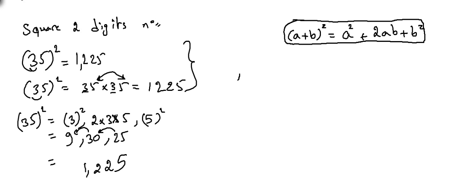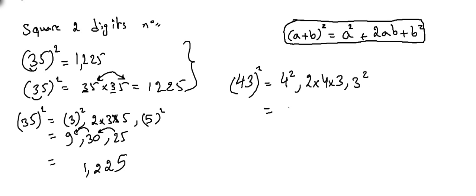Let me do one more, like 43 squared, okay? So according to this formula, we square the first, 2 times the first times the second, and square of the second, right? What is that? 4 squared, yep, it's 16. 2 times 4, 8 times 3, 24, right? And 3 squared is what? Is 9. Don't write 9, write 0, 9, because if we have a digit, we have to add it directly. That's why I prefer to write 0, 9.